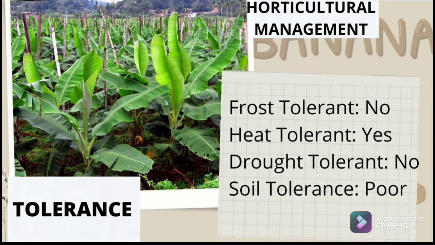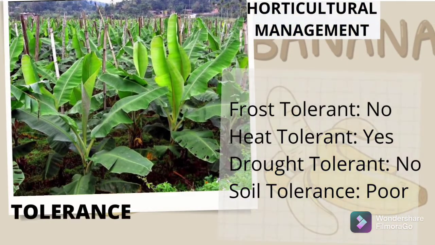And next is heat tolerance. Heat tolerant, yes. Bananas can grow in warm regions of the world for a reason. But they can tolerate brief exposure of upper 20 degrees Fahrenheit and will survive at the root down into the low 20s. And its drought tolerance is no, and the soil tolerance is poor.